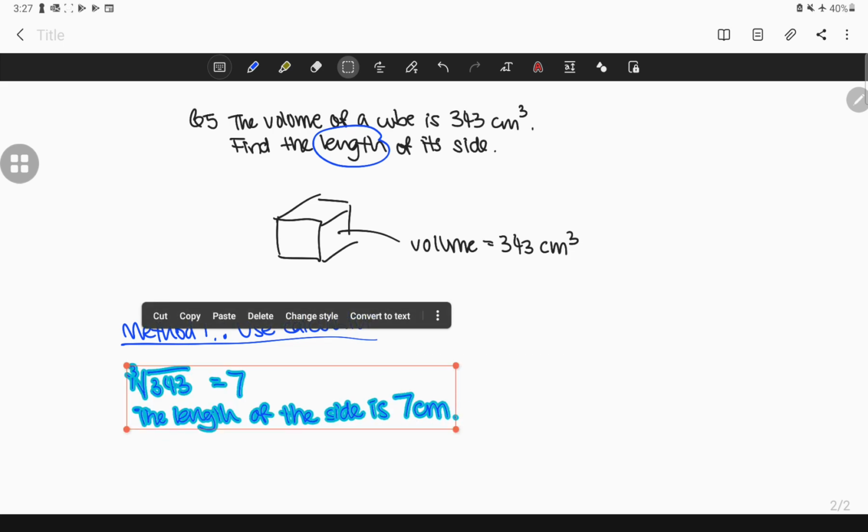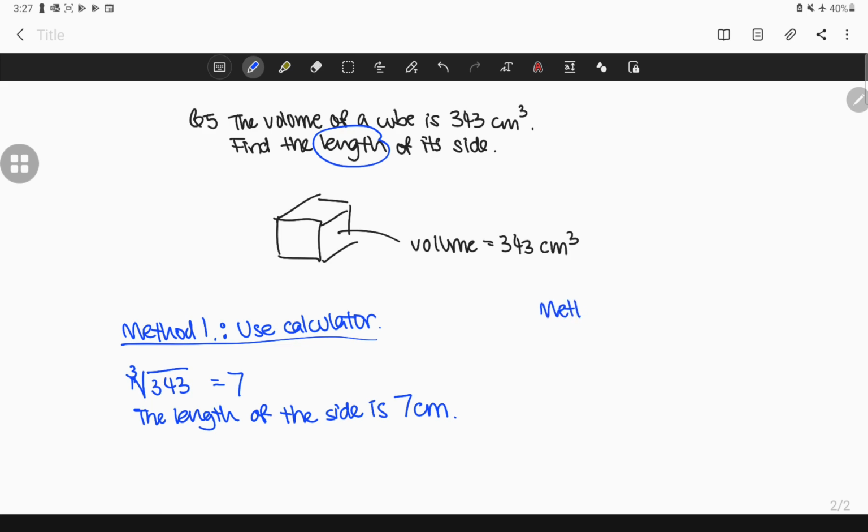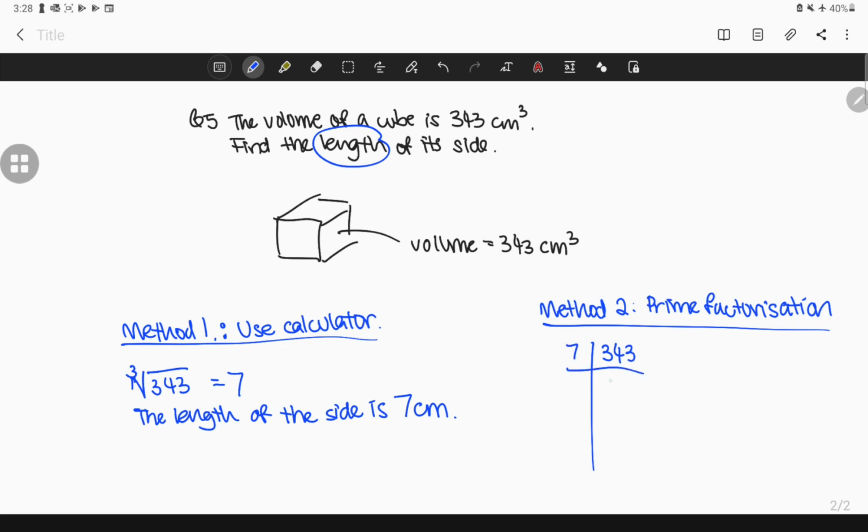There is another way to solve this question as well. Method 2. And that would be to use prime factorization. So what is prime factorization? Prime factorization is basically this, right? And you have 343. That can be divided by 7 to give you 49, which can be divided by 7 again to give you 7, which can be divided by 7 again to give you 1. So basically 343 is equal to 7 cubed. Correct? So the cube root of 343 will just be the cube root of 7 cubed.